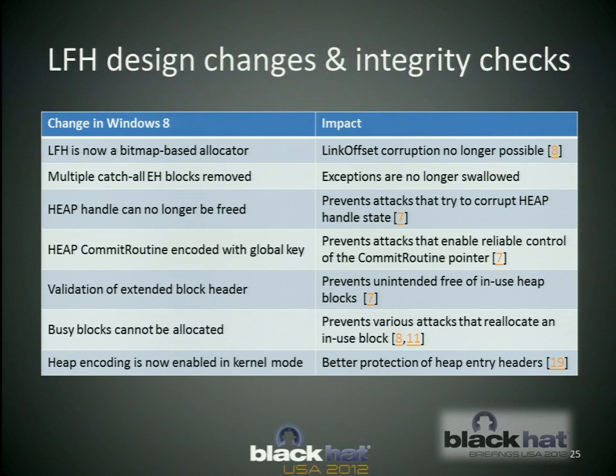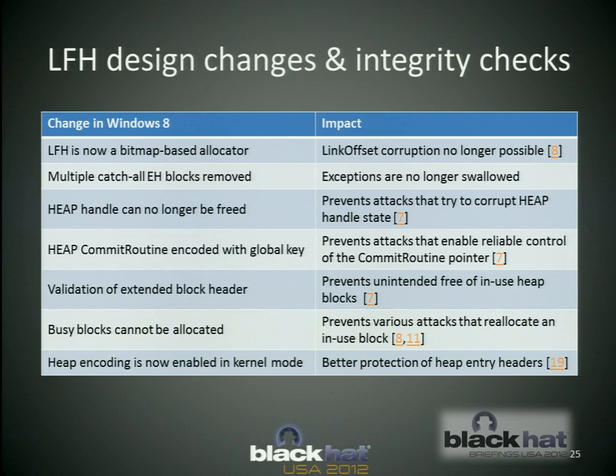So I mentioned the front-end allocator, or low fragmentation heap, is used for the majority of allocations that actually come from the heap in Windows. This is an area that we've really focused on, introducing new integrity checks to better protect metadata on the heap. So I'm going to walk through a couple of the things that we've done here. Chris mentioned most of these in his talk, but this is the rundown.